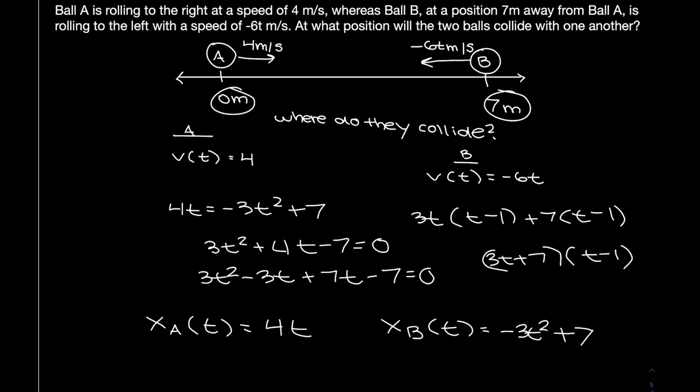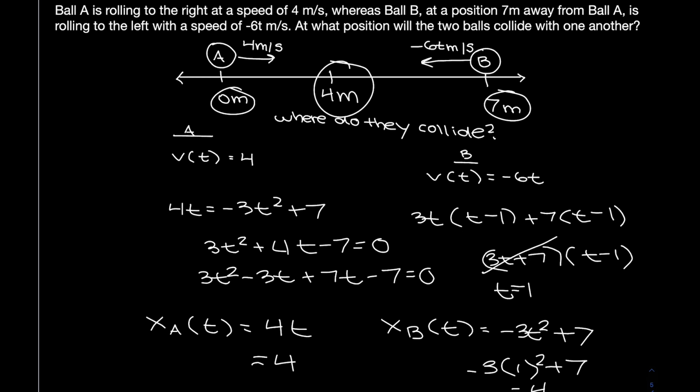Now in this case, we can immediately eliminate the first factor because we know that time cannot be negative. So our time is t equals 1 second. From this, we can plug it into the position equation for both of these. The position at time 1 for object A is going to be 4 meters. And for B, it's going to be -3 times 1 squared plus 7, and that is also equal to 4. So we know that the position of both of these objects is going to be 4 meters when they collide. That is our final answer of 4 meters.